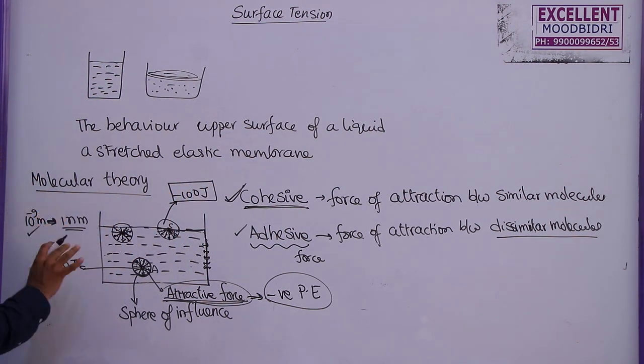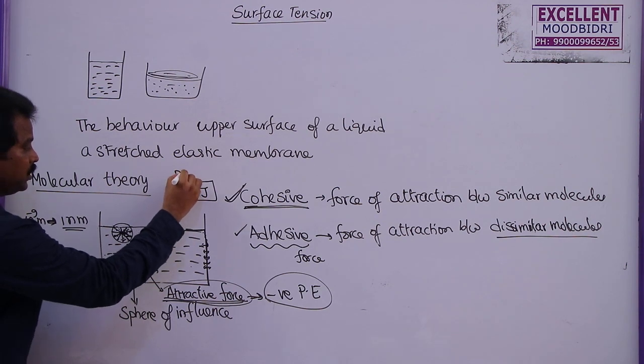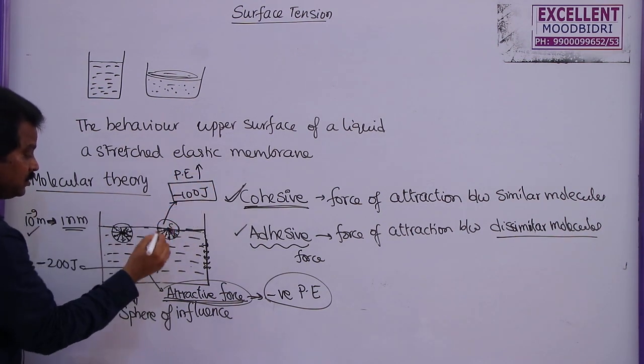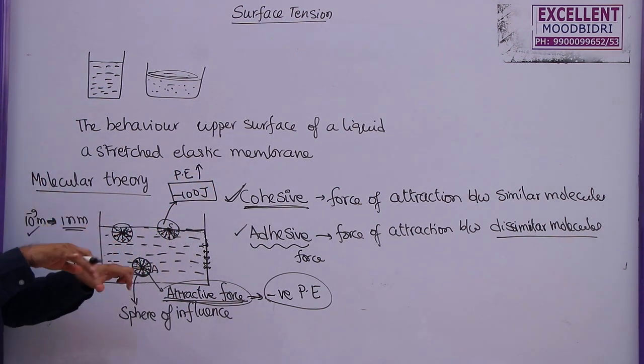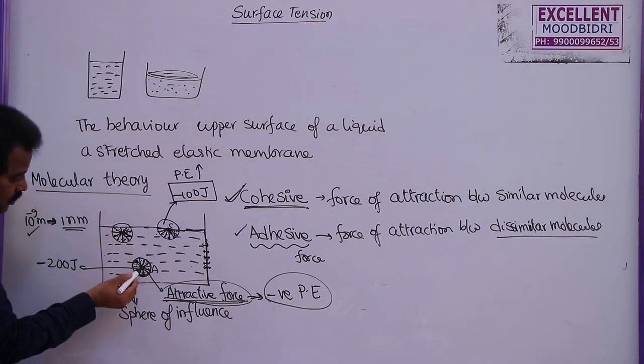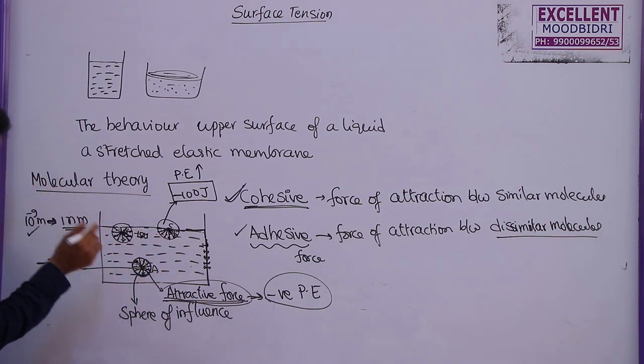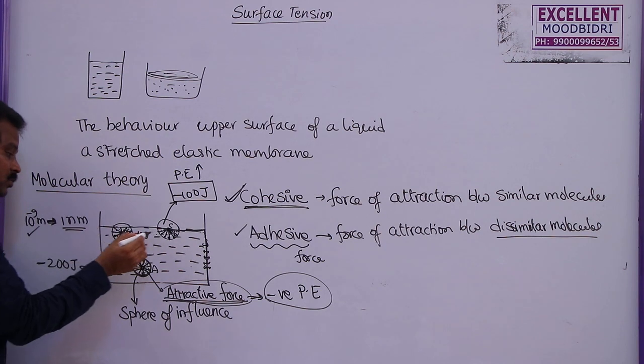Actually speaking, it is not less. This is more than this. Why? Because this is negative potential, minus 200. This is minus 100. So potential energy is more. That means molecule C possesses more energy than molecules A and B. When compared to this one, it is minus 200, this is minus 100, this is minus 150 joules. When compared to this, this is more. When compared to this, this is more.